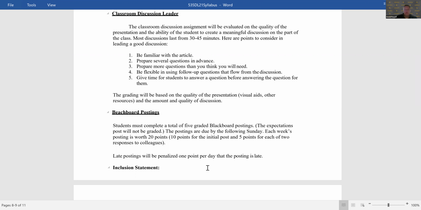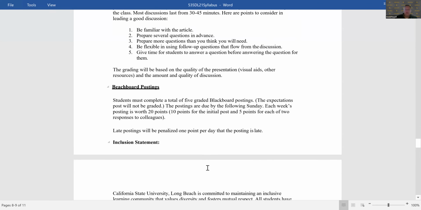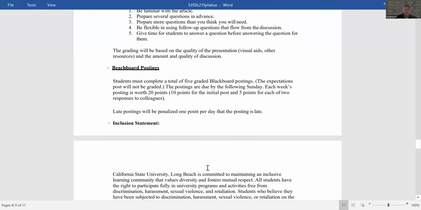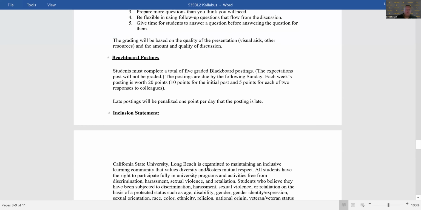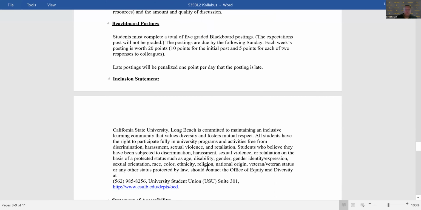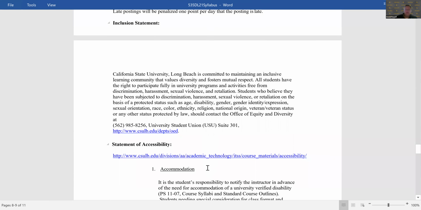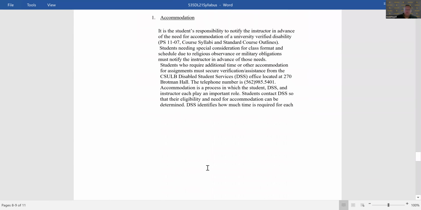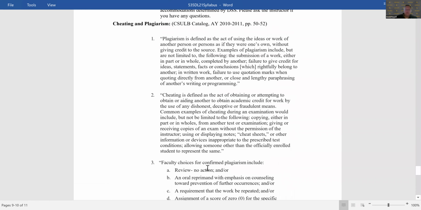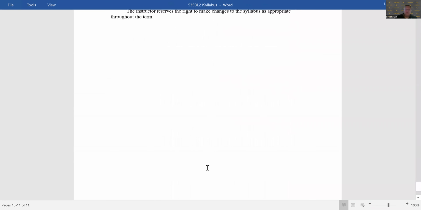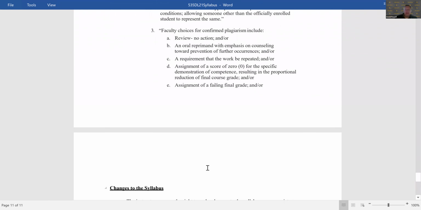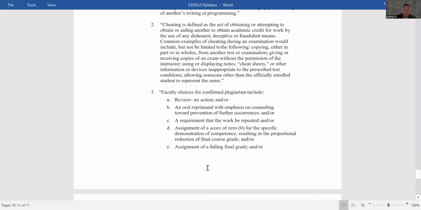As I mentioned, for your Beachboard posts, you'll get 10 points for your initial response to my prompt, usually 2 to 3 paragraphs, and then you'll get 5 points for each of your responses to colleagues. And so a total of 20 points. There are 5 graded discussion board posts, so a grand total of 100 points for those discussion board posts. Then everything else on the syllabus is just your boilerplate information. You can read through that on your own. I highly doubt we'll have any major changes to the syllabus because it's a 6-week course, so we are in and out very, very quickly. But that's essentially the course itself.